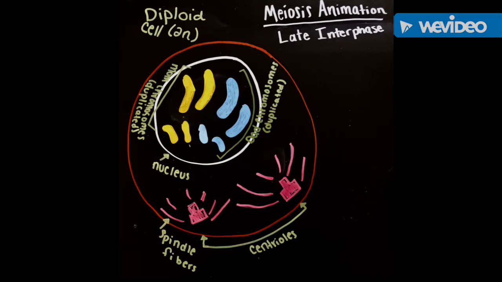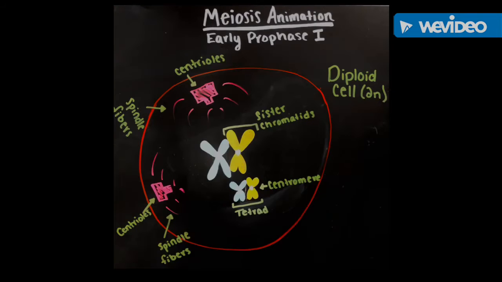Inside of the nucleus, each chromosome duplicates itself, forming identical copies of the chromosomes called sister chromatids. Outside of the nucleus, the centrosomes and the spindle fibers duplicate themselves. All of the organelles present in the cell are also duplicated, but for the sake of showing meiosis, these organelles will not be important.